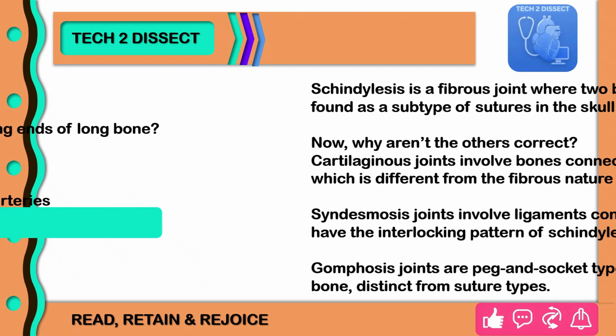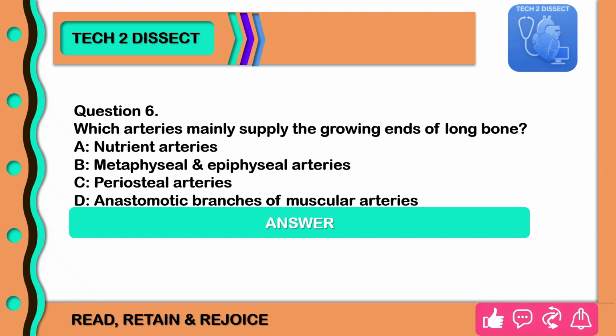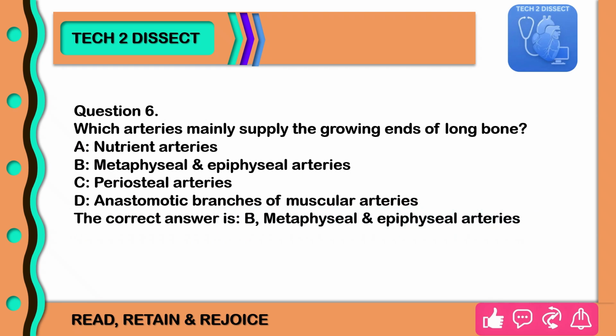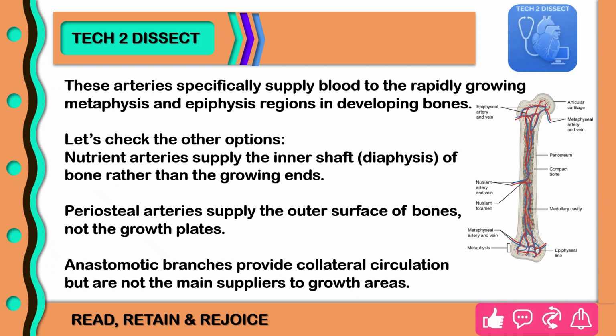Question 6. Which arteries mainly supply the growing ends of long bone? A. Nutrient arteries. B. Metaphyseal and epiphyseal arteries. C. Periosteal arteries. D. Anastomotic branches of muscular arteries. The correct answer is B. Metaphyseal and epiphyseal arteries. These arteries specifically supply blood to the rapidly growing metaphysis and epiphysis regions in developing bones.